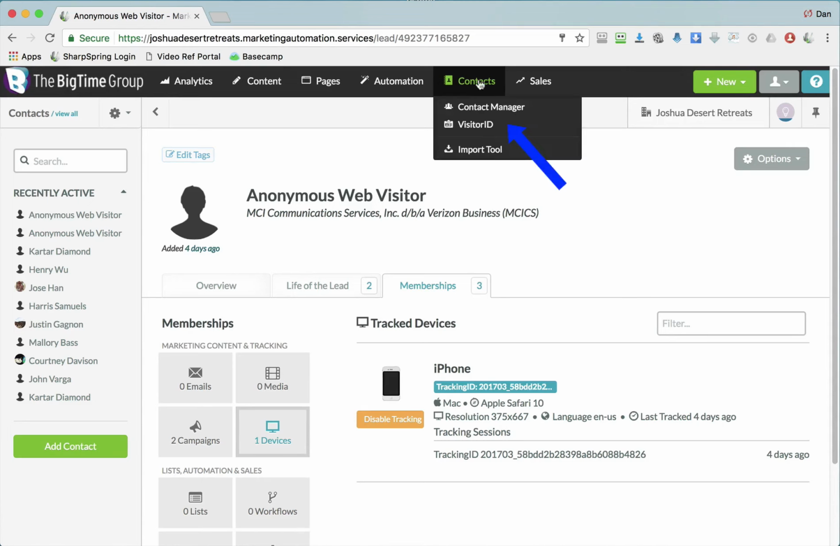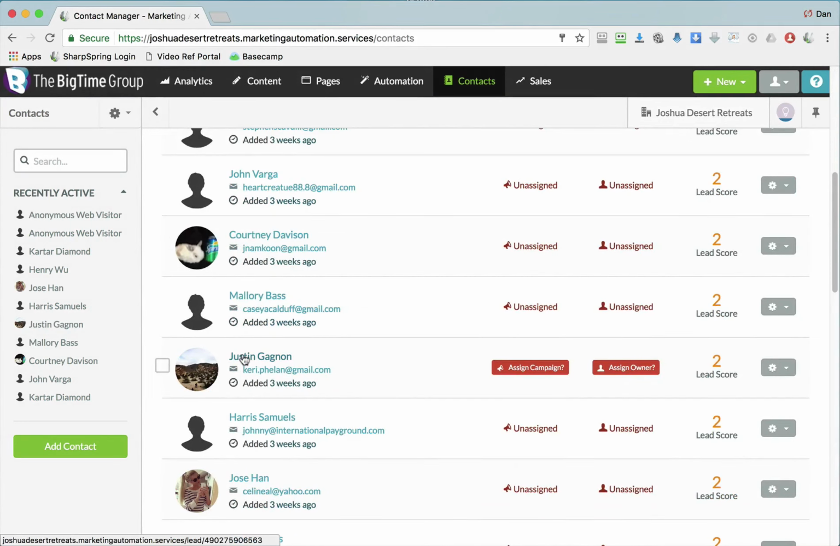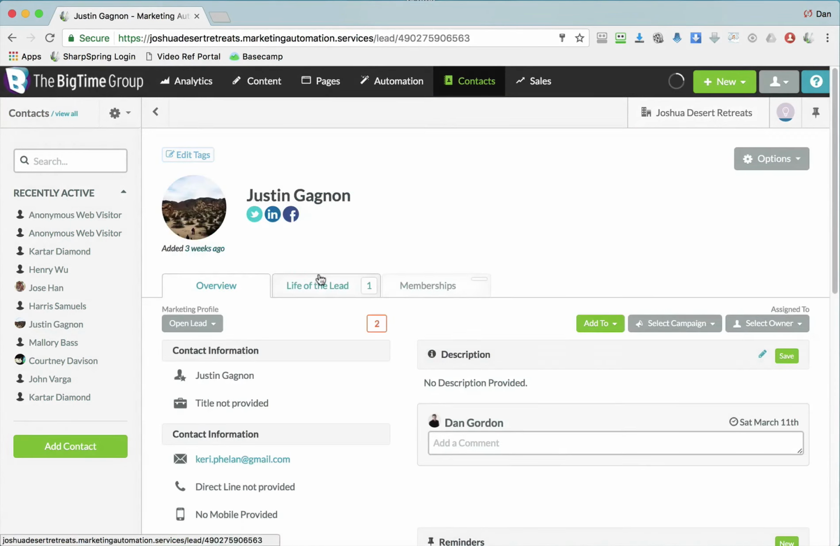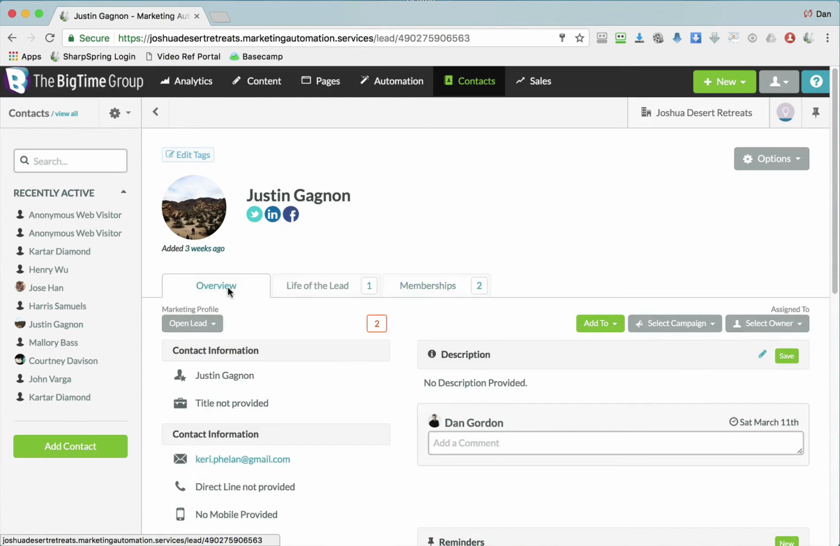And to be clear, if you go up to Contacts, Contact Manager, anybody here who's interacted with you, you can click on their name, see the life of the lead, see the memberships, if he's contacted us, if he's come on the website, we can see what device. But we haven't sent out a campaign yet, so there's no reason that any of these people on the contact list currently would have any interaction with us.